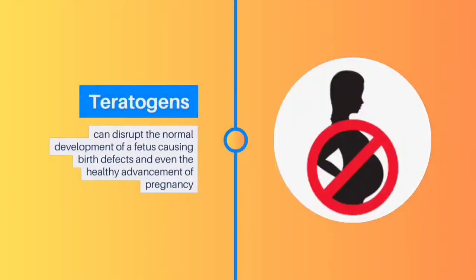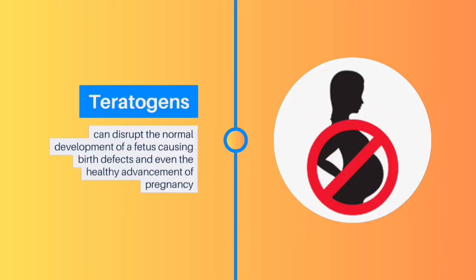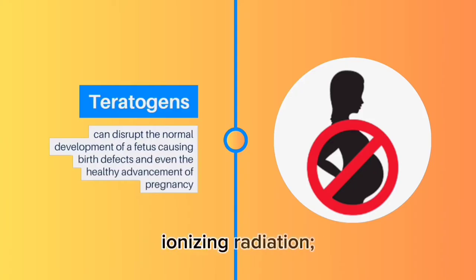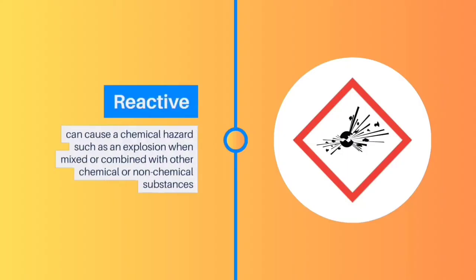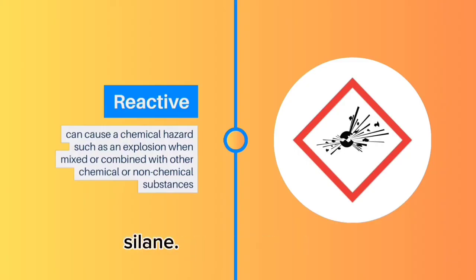Teratogens. Chemical teratogens can disrupt the normal development of a fetus, causing birth defects and even the healthy advancement of pregnancy. Examples include thalidomide, ionizing radiation, organic mercury compounds. Reactive. Chemical substances that cause a chemical hazard such as an explosion when mixed or combined with other chemical or non-chemical substances such as water or air. Examples include nitric acid, benzoyl peroxide, silane. Silane is a colorless pyrophoric toxic gas with a sharp repulsive pungent smell, somewhat similar to that of acetic acid.